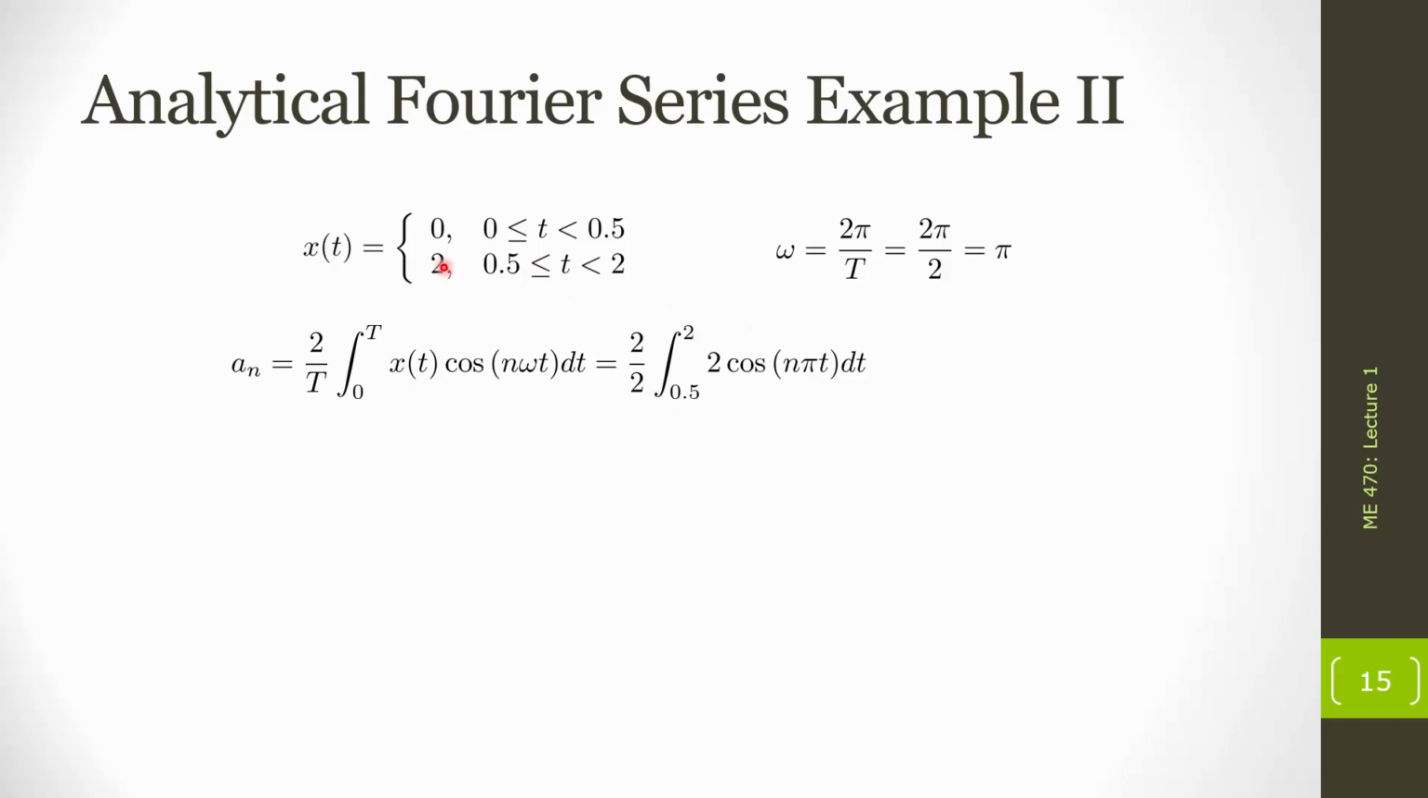All right, so my x of t is just 2. That's what's going in here. That's the 2 here, times the cosine of n omega t. Cosine of n omega, which is pi in this case, times t.